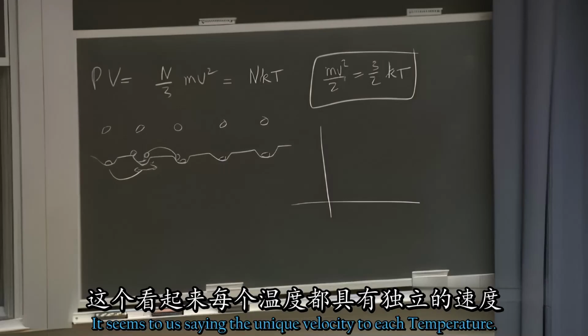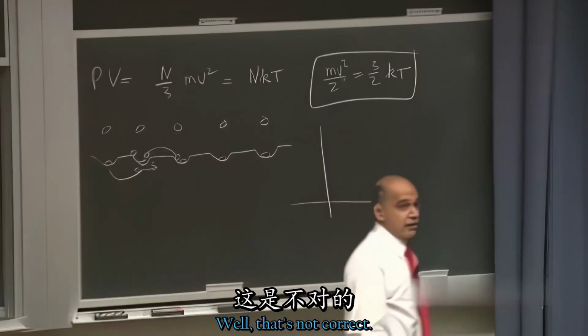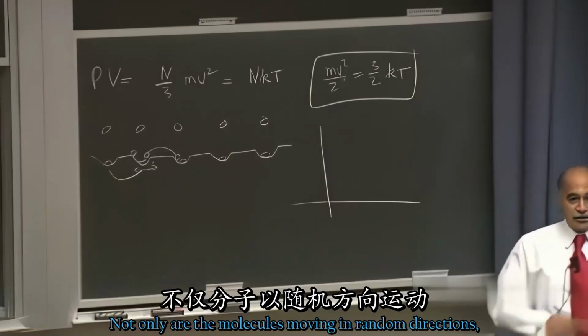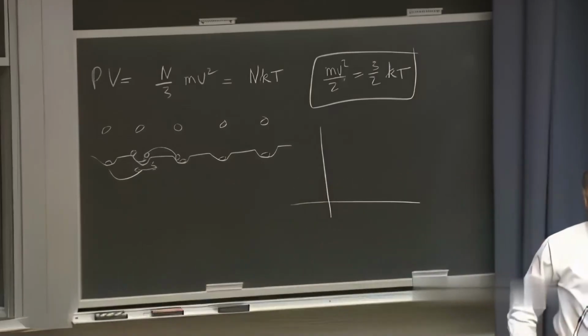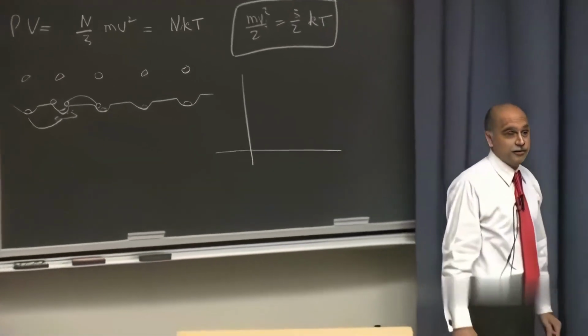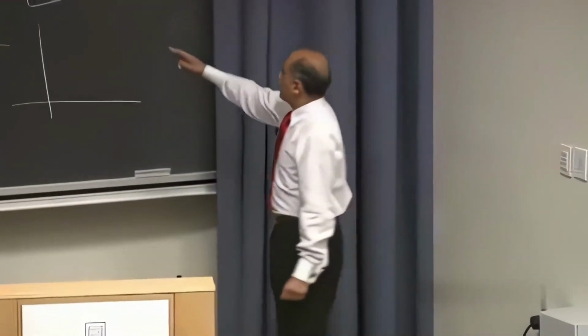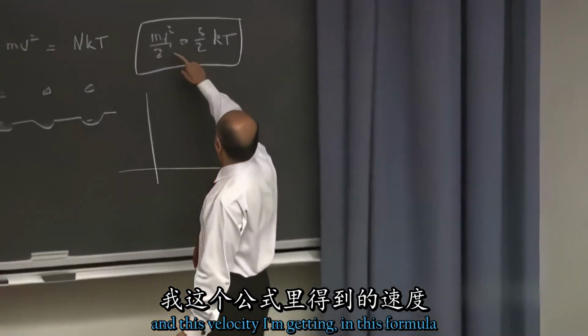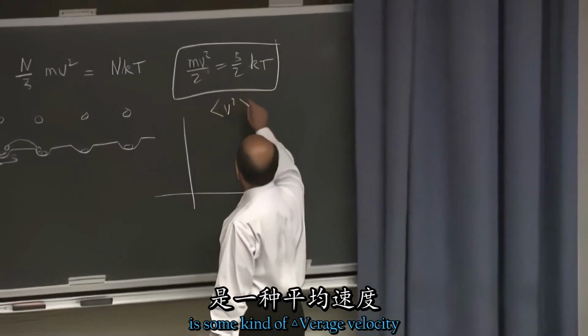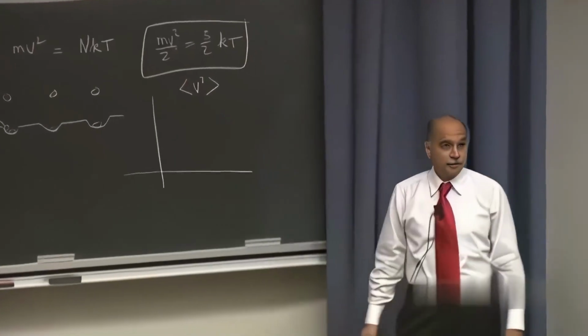It seems to assign a unique velocity to each temperature. Well, that's not correct. Not only are the molecules moving in random directions, they're also moving with essentially all possible velocities. In fact, there are many, many possible velocities, and this velocity I'm getting in this formula is some kind of average velocity, or the most popular one, or the most common one.